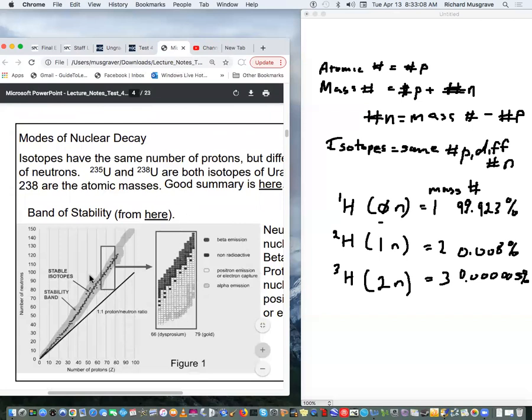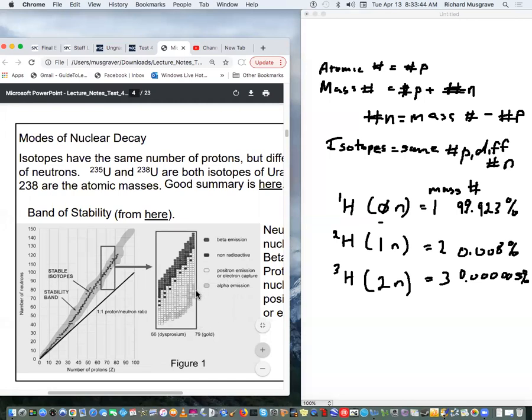Okay, so what we're dealing with then is we've got this band of stability. So all of these dots here represent stable elements. Anything above or below those are going to tend to decay radioactively. And what we notice is that things above the band, above these dots in this area here where I'm pointing with the cursor, will tend to decay by what we call beta emission. And the ones below will tend to decay either by positron emission or electron capture. Both of those pretty much do the same thing.